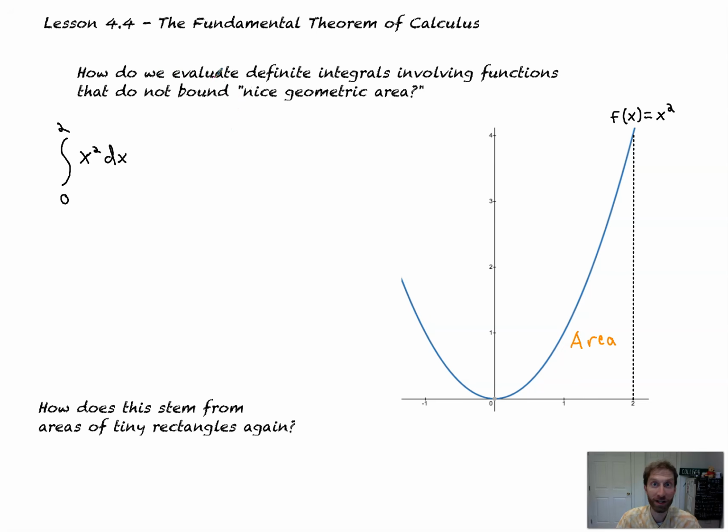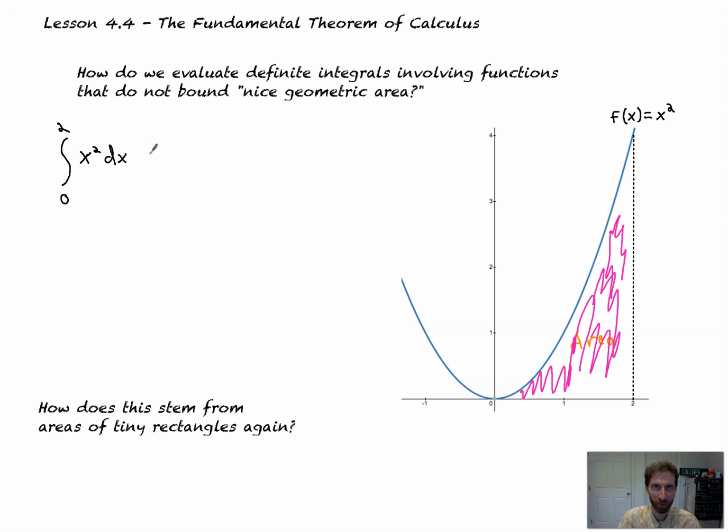The fundamental question that's being asked here is, how do we evaluate definite integrals involving functions that do not bound nice geometric area? So we've been working with functions that were forming circles, rectangles, triangles. This doesn't do that. So we want to find this area from 0 to 2. That's all of this area here. That's not a nice shape. So how do we find the exact area? I'm going to show you right now.